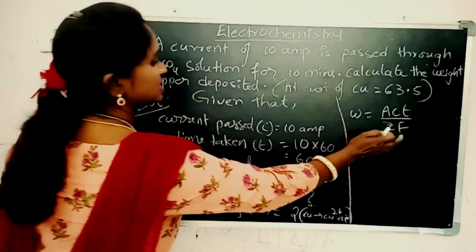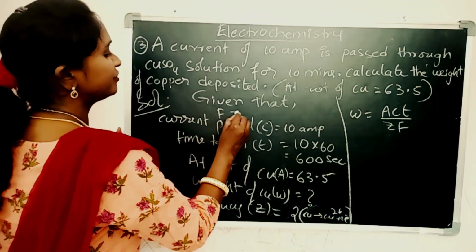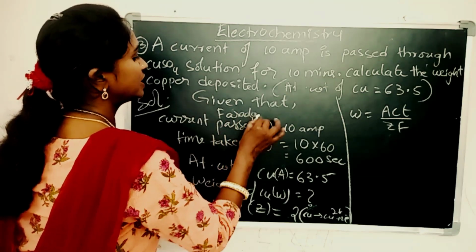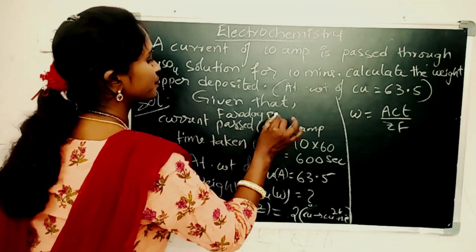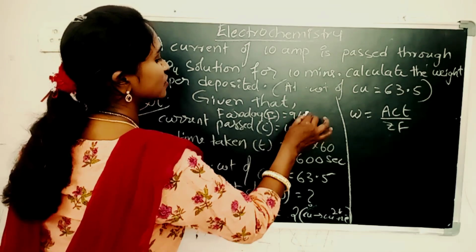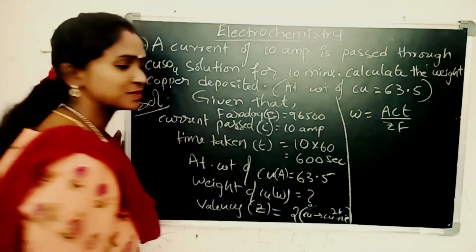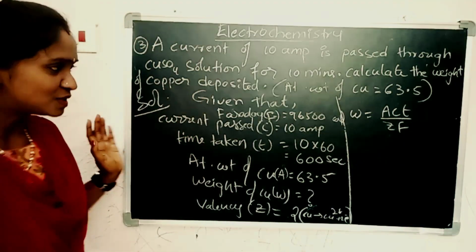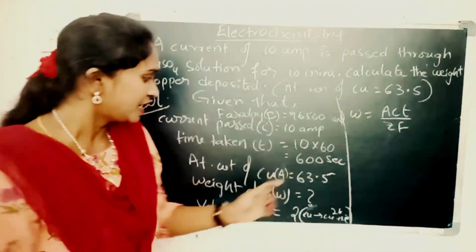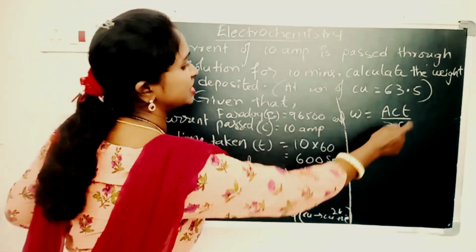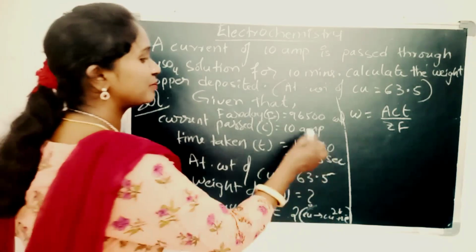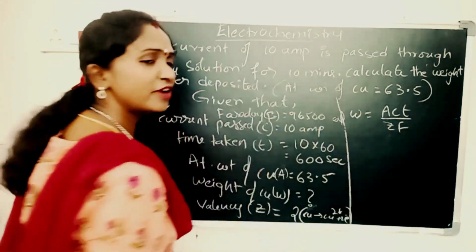And what is F here? We know F equal to Faraday, and the value of F equal to 96,500 coulombs. So in this formula, we have A, C, T, Z and F, all values here. So we can place these values in this formula.